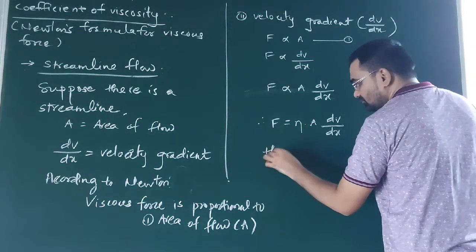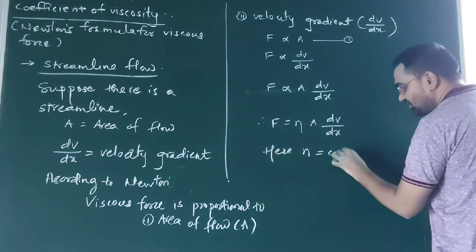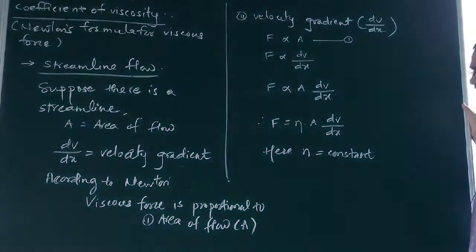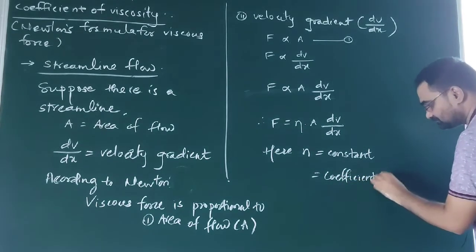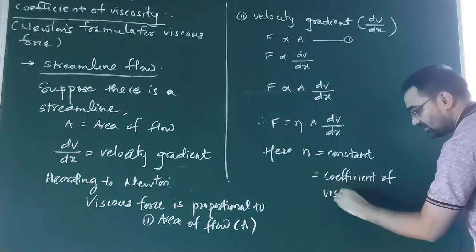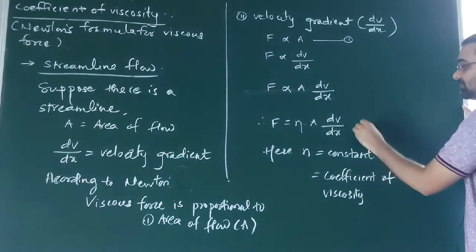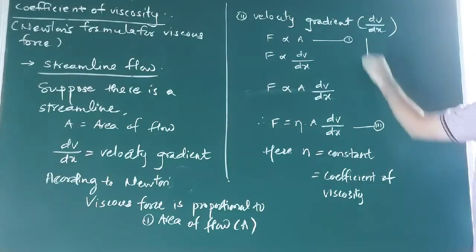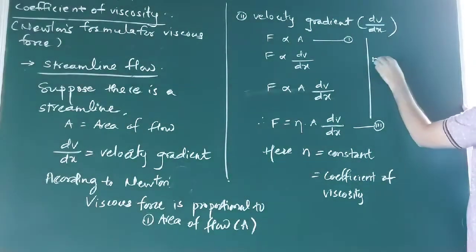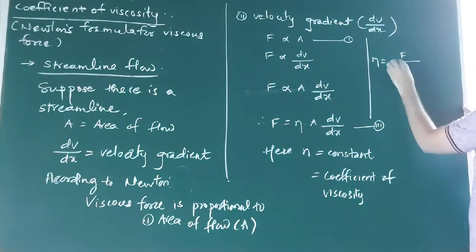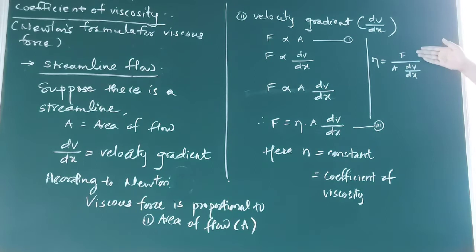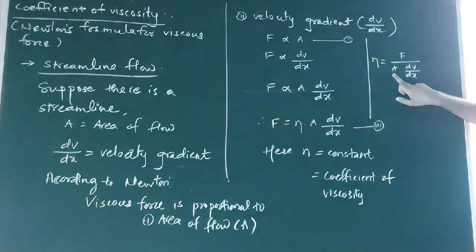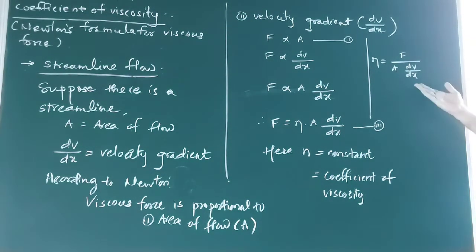Here eta is the constant of proportionality. This eta is called the coefficient of viscosity, and from this equation number 3 you will obtain the formula for eta equals F upon A into dV by dx. So just go through the formula for the coefficient of viscosity. It is the viscous force acting per unit area per unit velocity gradient. So the definition is also the same.